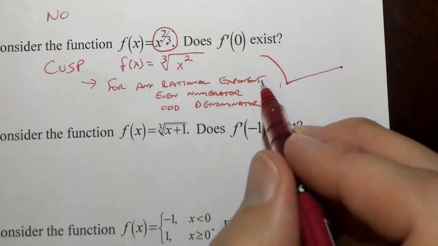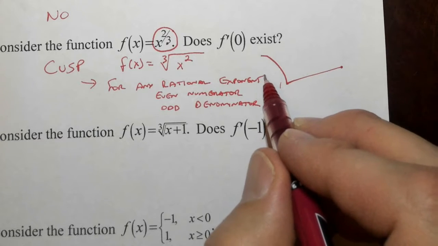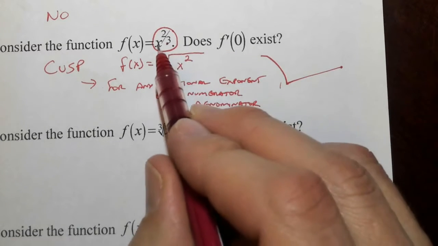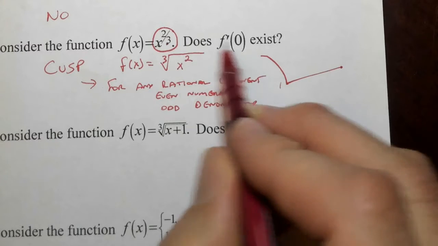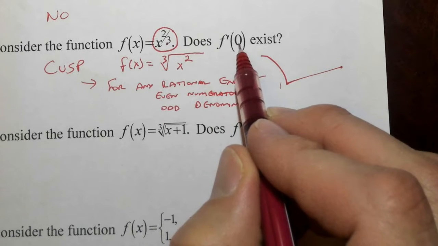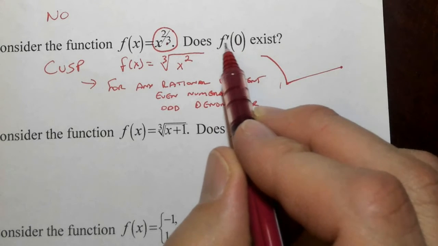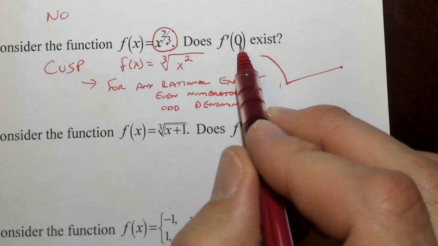But in general, what value of x causes a 0? Well, 0 to this 2/3. That's why it happens that we have a point of non-differentiability. We're not differentiable, f prime does not exist, when x is 0.